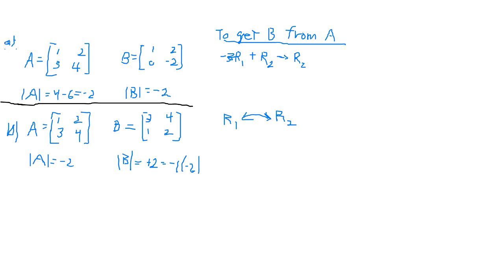So if you interchange two rows, the effect is that the determinant will introduce a negative 1. So if the determinant was positive, it'll become negative. That's the effect of a row interchange. Are there any questions so far?